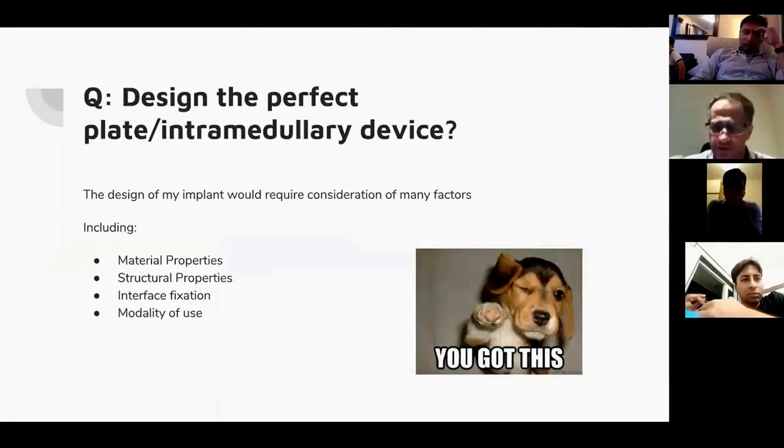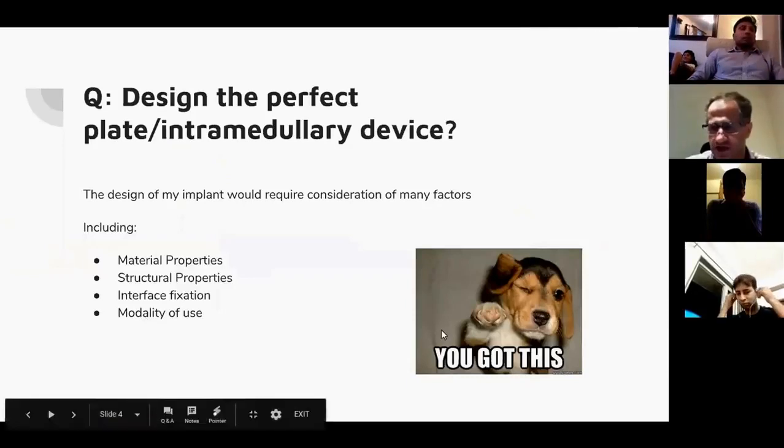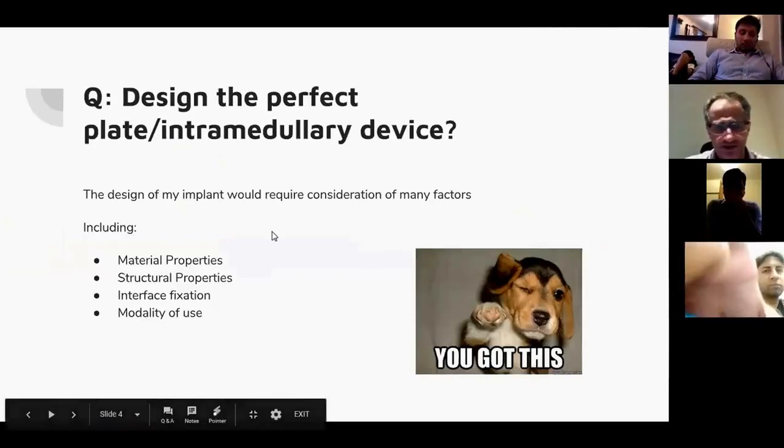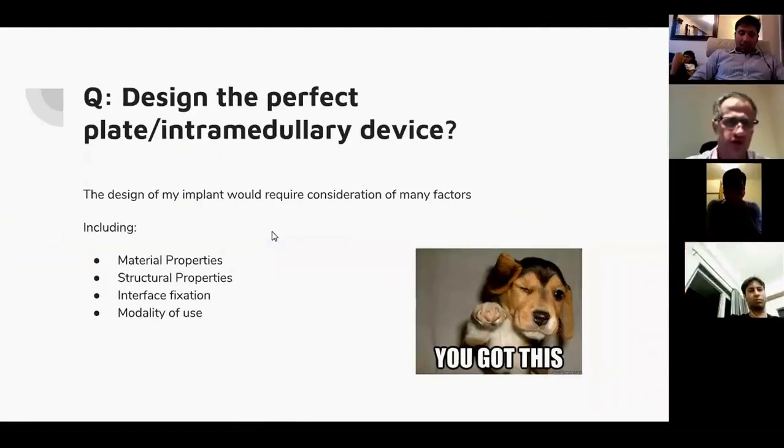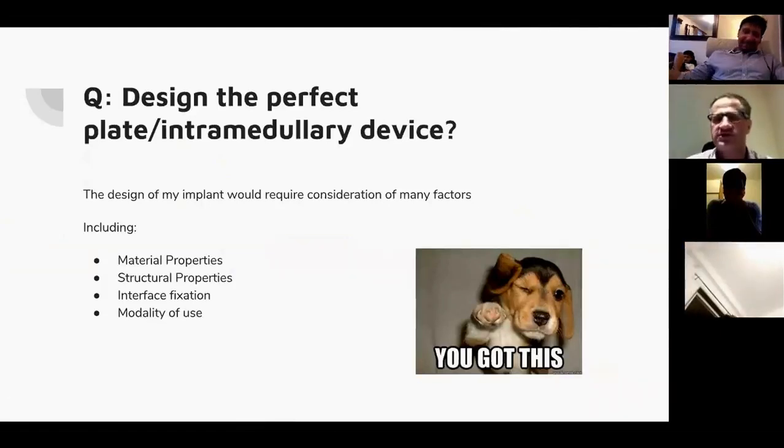The answer is always prepare a simple sentence for any question like this. Try and divide your answers into headings and then work on those headings. So the design of my implant would require consideration of many factors, including material properties, structural properties, interface fixation, and modality of use. I would usually say modality of use first. Depending on how I'm going to use it, then I would decide what material, structural, and interface fixation devices I need. But I'm leaving this to the last because it's a bigger topic and it's worth quizzing you guys on it down the line.